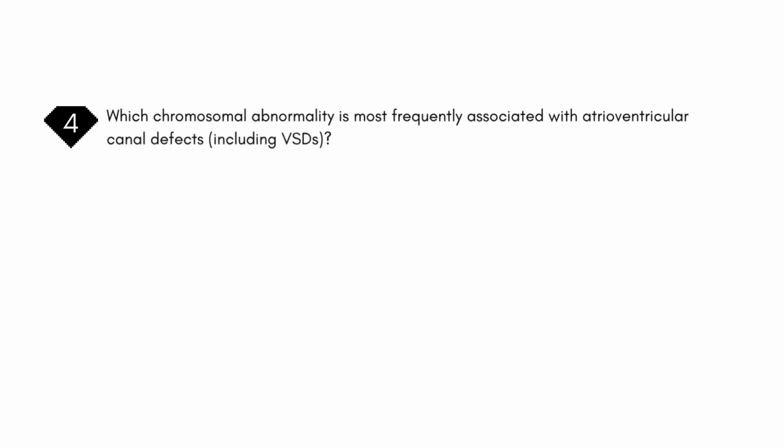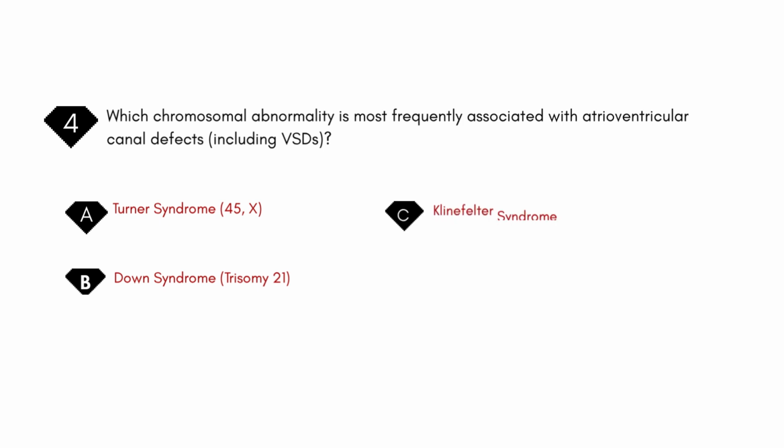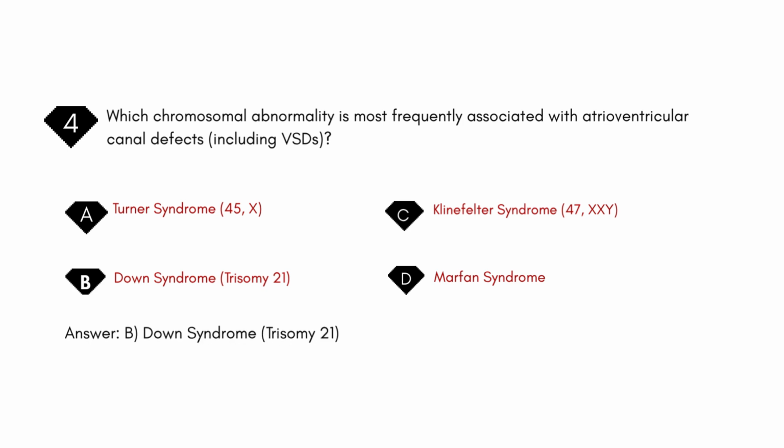QP/QS 2:1. Which chromosomal abnormality is most frequently associated with atrioventricular canal defects, including VSDs? A. Turner syndrome, 45X. B. Down syndrome, trisomy 21. C. Klinefelter syndrome, 47XXY. D. Marfan syndrome. Answer: B. Down syndrome, trisomy 21.